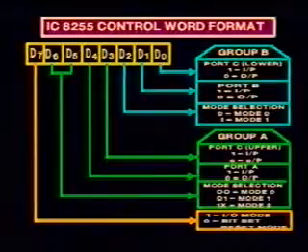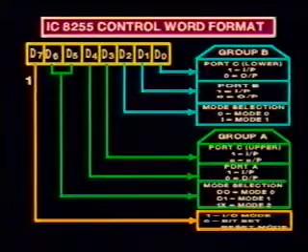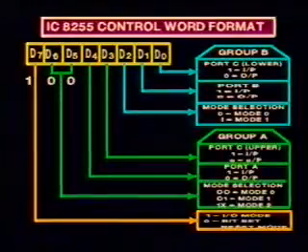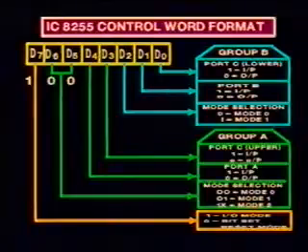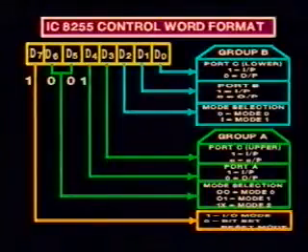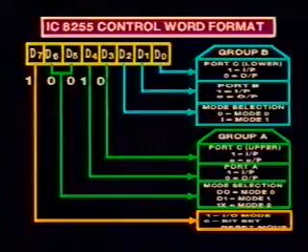Since I/O mode is being set, the bit D7 is made 1. The group A has to be operated in simple I/O, so the bits D6 and D5 are made 0, 0. Since port A has to be input port, D4 is made 1. Port C is not used. Therefore, D3 can be 0 or 1.